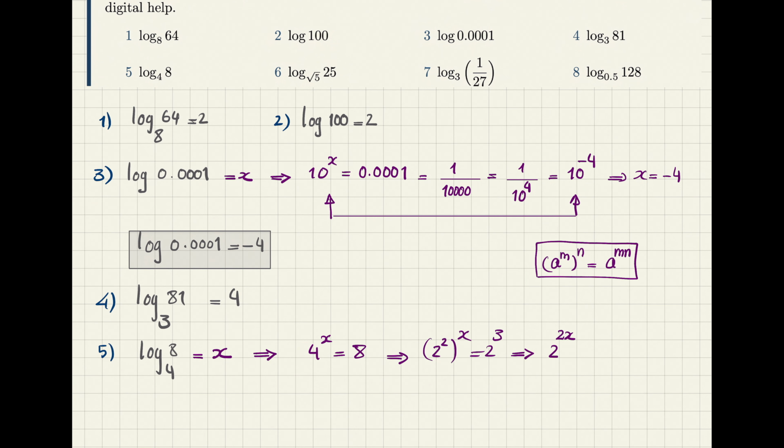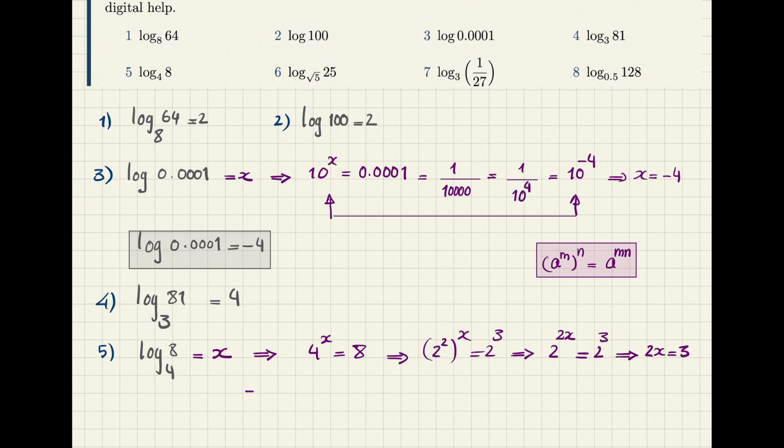These are extremely important to remember by heart, otherwise this would be problematic for you. So then on the right hand side you have 2 to the 3, but then on the left hand side I have a power of 2, on the right hand side I also have a power of 2. They are supposed to be equal, so this is not possible unless the exponents are the same.